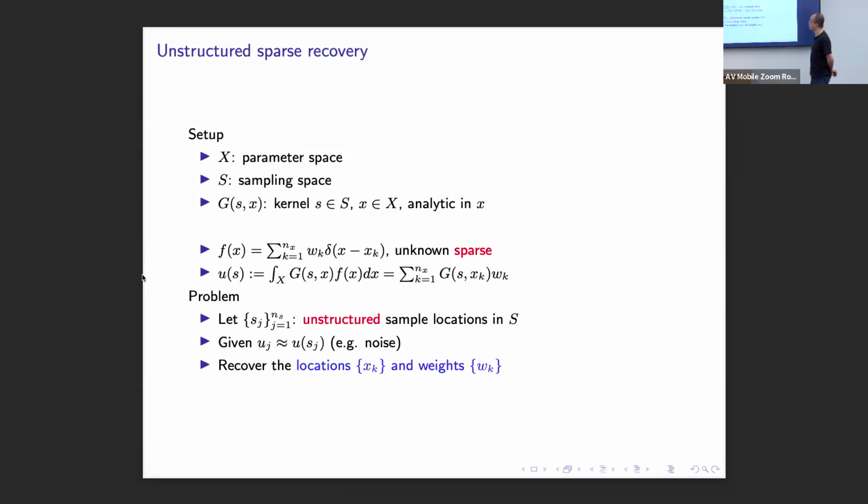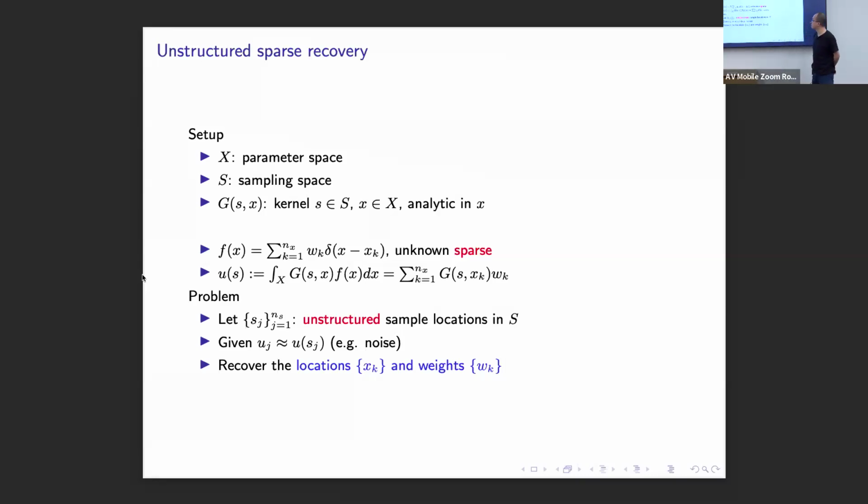Now, we don't know the signal f(x), but we can access some of its information through the kernel G. We define the function u(s) to be the integral of the kernel G(s, x) multiplied by f(x), taken over the whole parameter space. Because f(x) is a sum of deltas, you can write this integral as a sum: the sum of the kernel G evaluated at location s with a spike at x_k and weight w_k. Unfortunately, we don't get to access this signal everywhere.